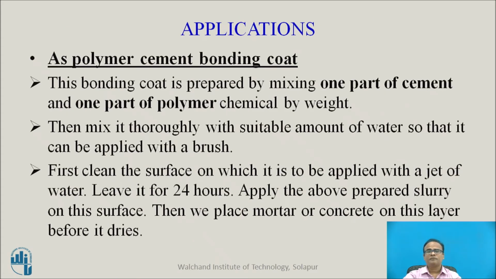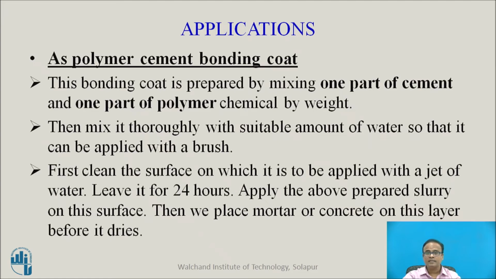The application of polymer cement bonding coat. So how is the coat prepared? It is prepared by mixing 1 part of cement and 1 part of polymer chemical by weight. Then we are supposed to mix it thoroughly with a suitable amount of water so that it can be applied with a brush on the old surface.